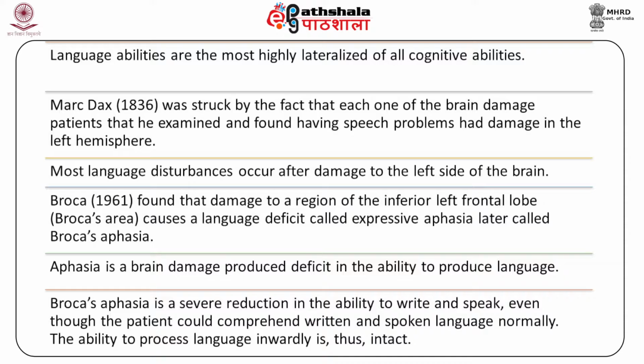Broca found that damage to a region of the inferior left frontal lobe causes a language deficit called expressive aphasia, later called Broca's aphasia. Aphasia is a brain damage produced deficit in the ability to produce language. Broca's aphasia is a severe reduction in the ability to write and speak, even though the patient could comprehend written and spoken language normally. The ability to process language inwardly is thus intact.